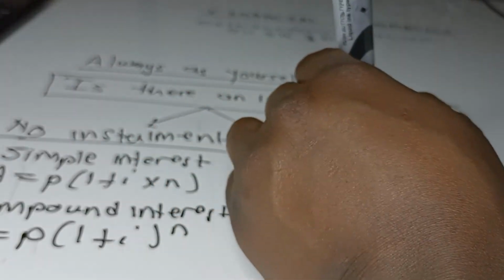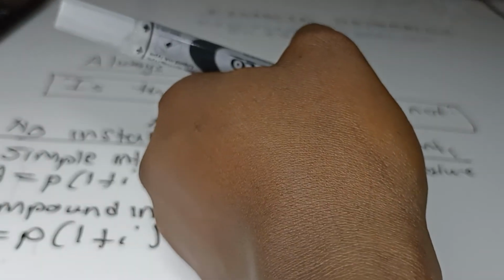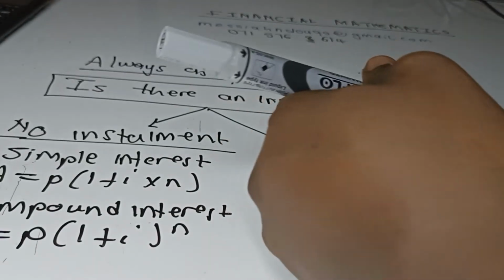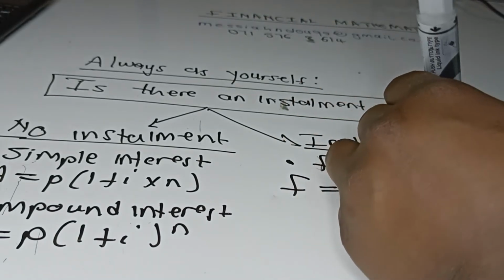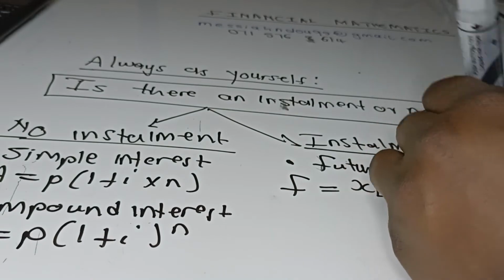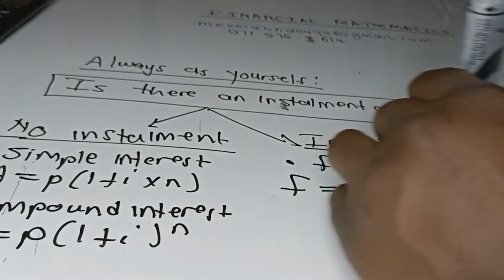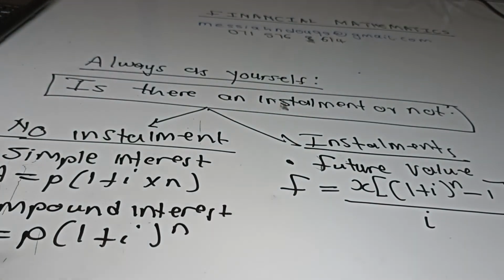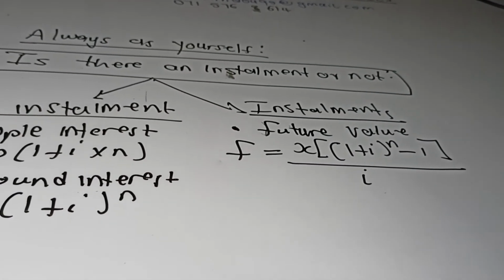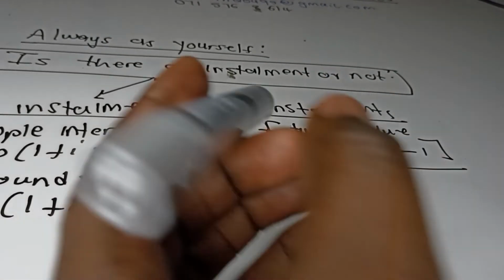F equals X for installment, 1 plus I for interest rate to the power of N, the number of terms interest is calculated, minus 1. Then everything has to be divided by the interest rate. Let me focus my camera a bit here. This is your future value.